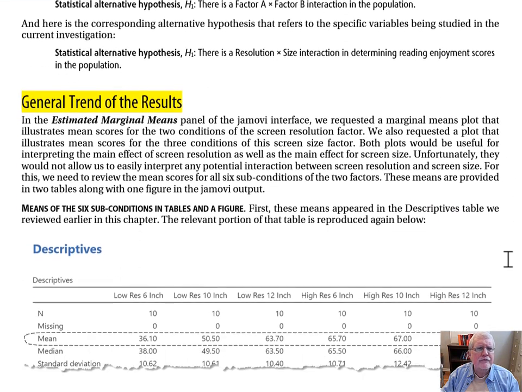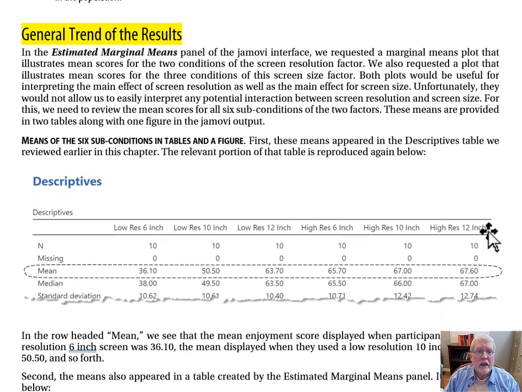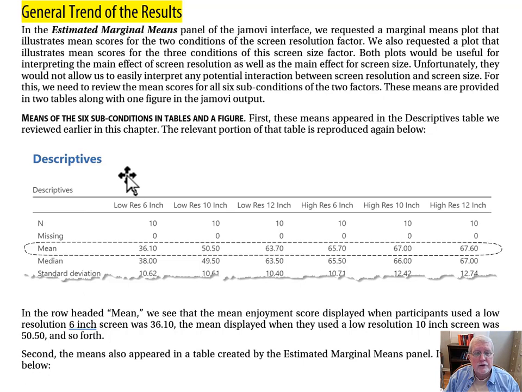We're on page 35 now. General trend of the results. Typically, you'll begin by looking at mean scores on the dependent variable to see if they display the general trend that you had predicted in your hypothesis. So there's a number of places in the Jamovi output that you can look at sample means to see what the general trend is. First of all, you had requested that the Jamovi descriptives procedure compute a bunch of descriptive statistics, among which are sample means.